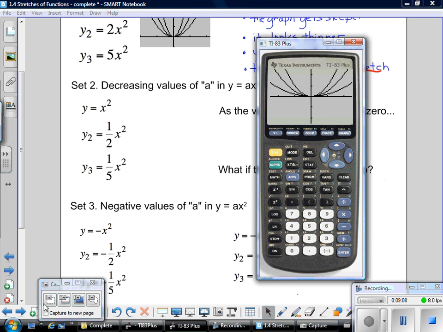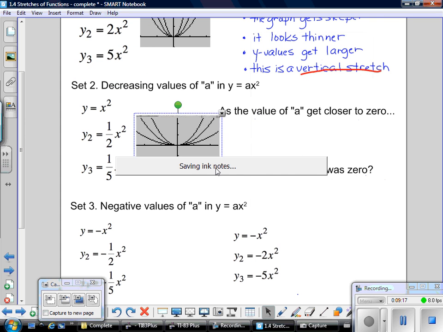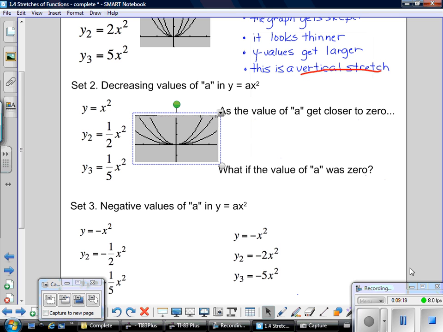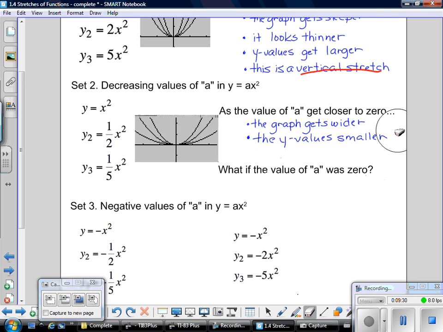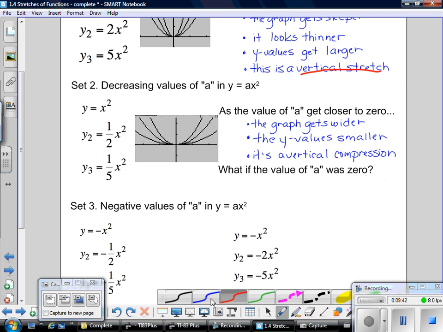So again, I'm going to take a screenshot so that we have that in our note as well, so that you can see that it does change it that way. So there we go. So we can see, first of all, that the graph gets wider. The y values are actually getting smaller, and we call this a vertical compression. So it compresses things. Think of compressed air, you're making it smaller. So I'll do it in red. So it's a vertical compression.